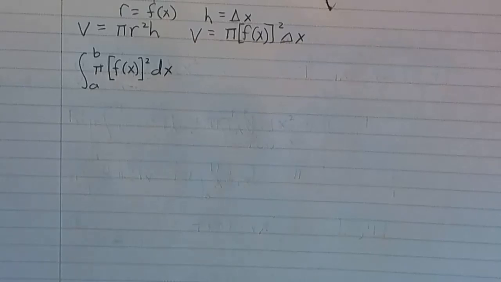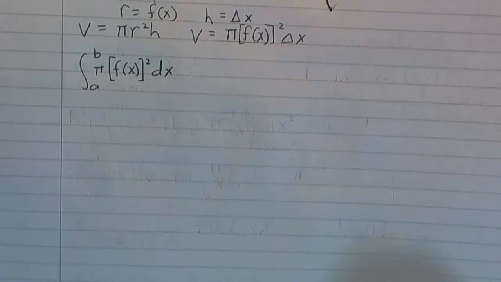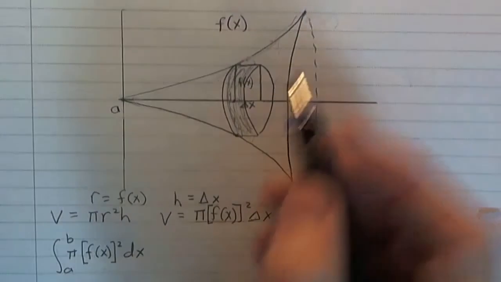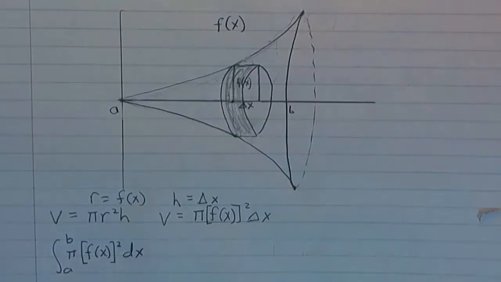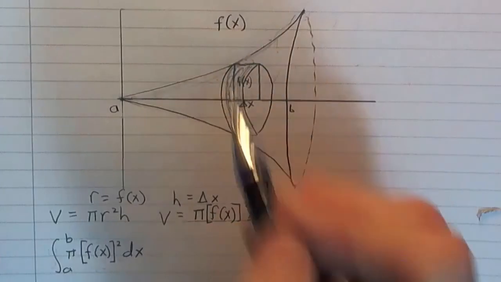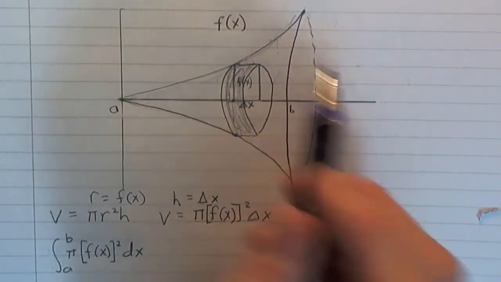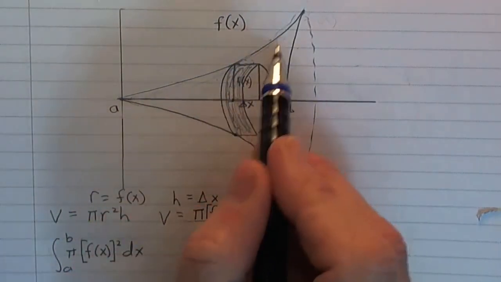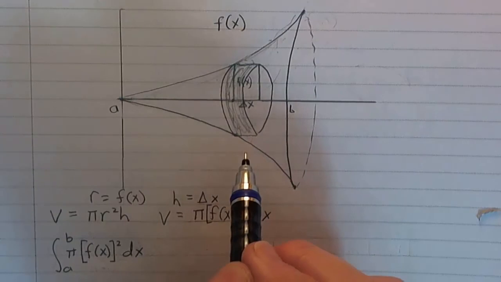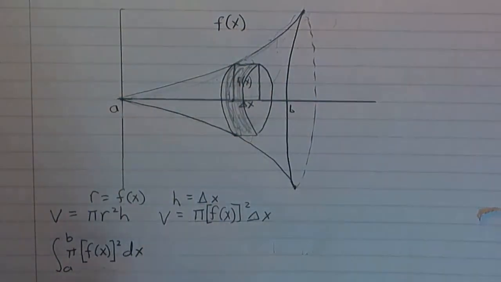Okay, so let's see how this would work. Now, up here, realize I talked about taking this curve and revolving it about the x-axis. But what I was doing was, it was understood that I was revolving this whole region about the x-axis because we were coming up with a volume.